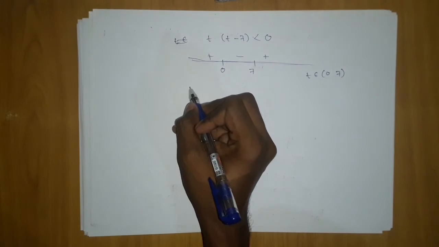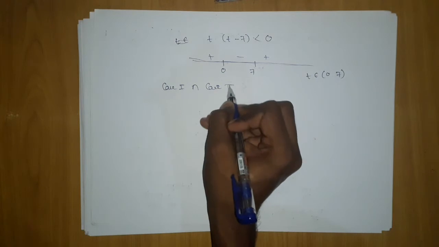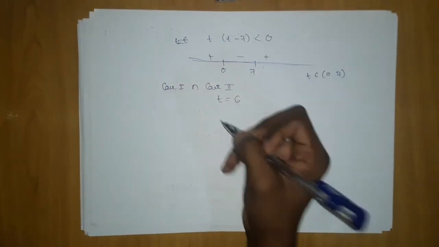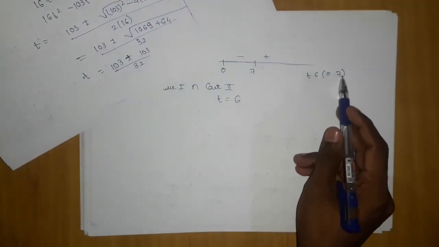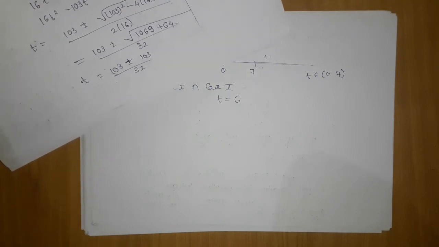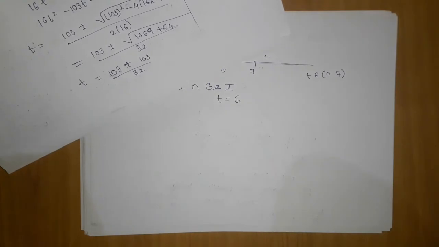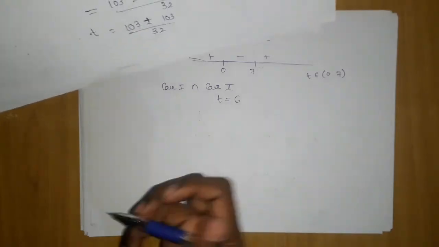If I take the intersection of case 1 and case 2, what I have is t equal to 6, because case 1 is from 6 to infinity, where 6 is included, and 7 is left. So t equal to 6 is the only possible answer. 0 is left, so we cannot take that also. So if I got t equal to 6, can I get the rest of the things? What will be my n now?